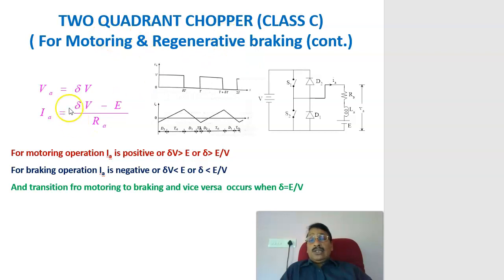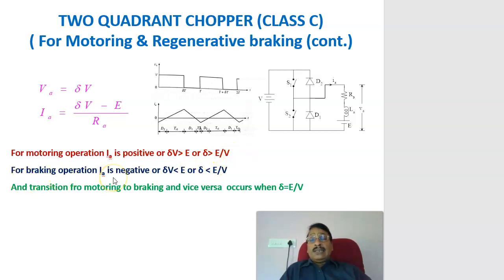Continuing with the two-quadrant chopper, the armature voltage VA is equal to delta times V, where delta is the duty ratio of the switch S1, and the armature current IA is equal to (delta V minus E) divided by RA. For motoring operation, IA is positive. As you know, IA positive means that delta V should be more than E, or delta should be more than E by V.